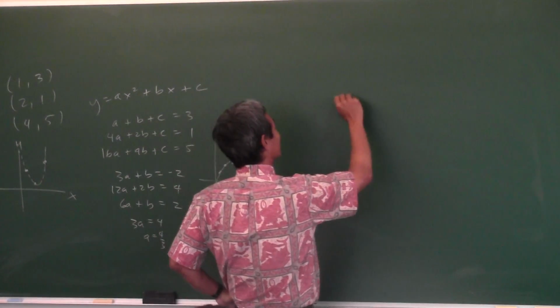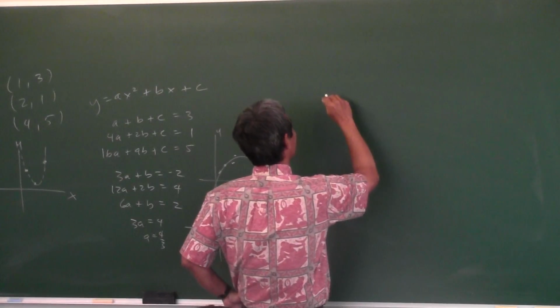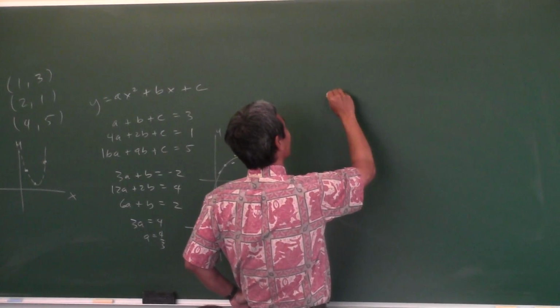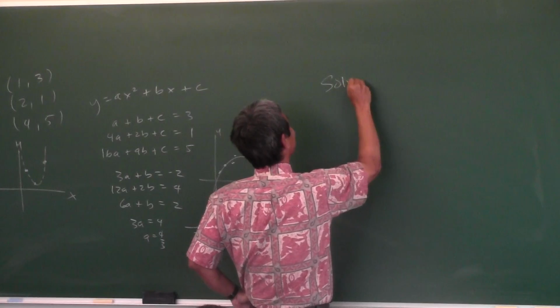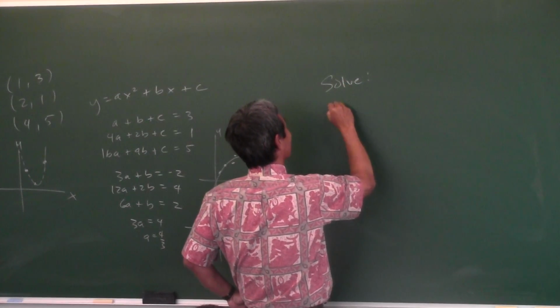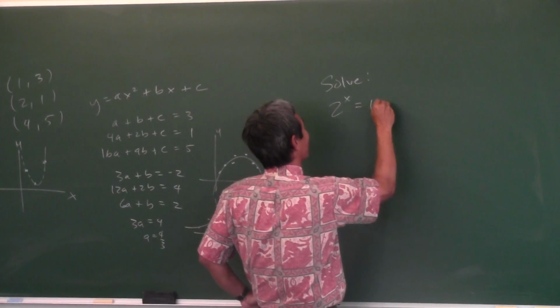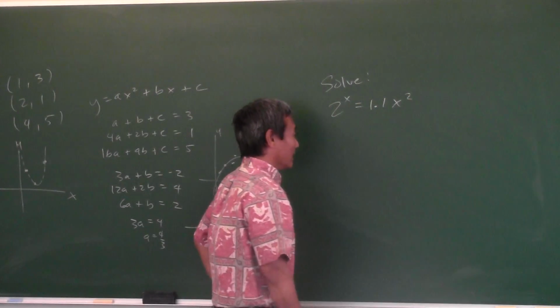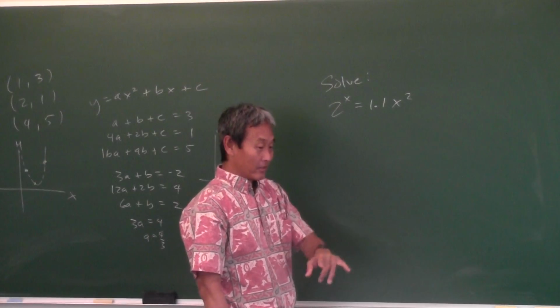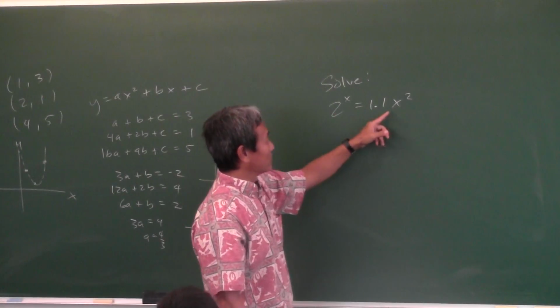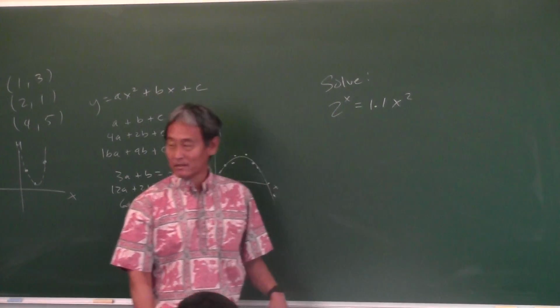Okay, so what if I give you this equation? It looks very similar to the one you got tonight, or the example I have in there. Solve this equation. Okay, practice. Take out your calculator. 2 to the x equals 1.1 x squared. I think the example I did on your notes is 2 to the x equals 1x squared. I just changed it to 1.1.